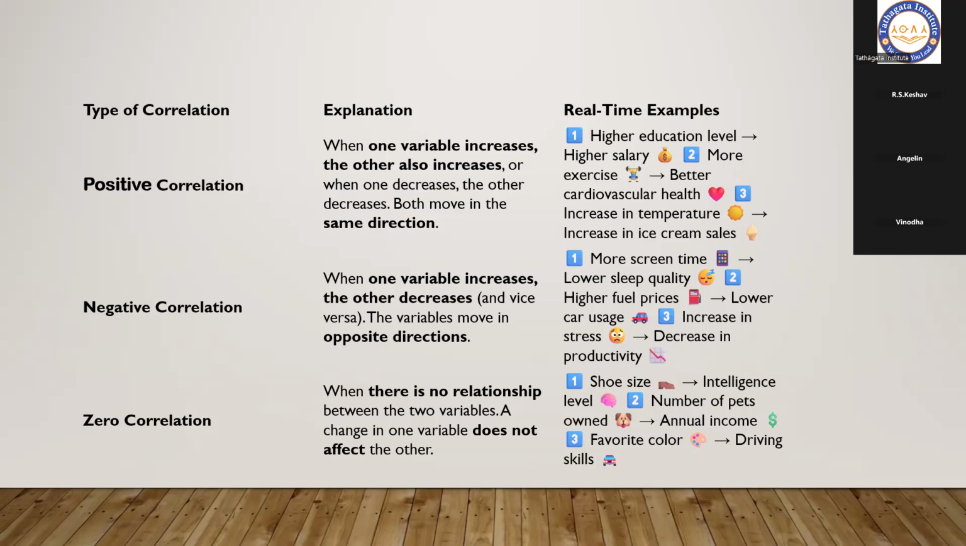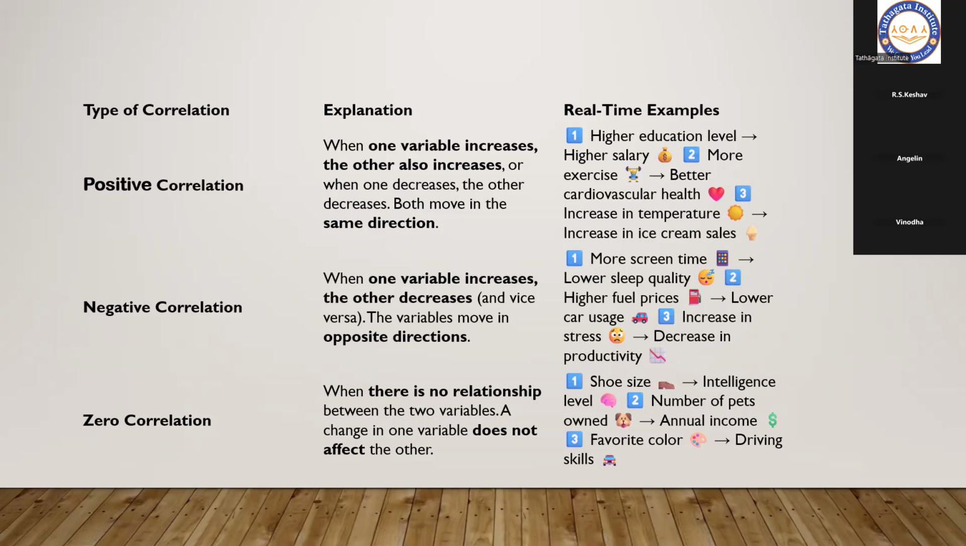Okay, and the negative would be just the opposite. If one variable increases, then the other variable decreases. For example, more screen time, lower sleep quality. Higher fuel prices, lower car usage. Increase in stress, decrease in productivity. This is negative. When there is an increase in one variable, the other variable decreases.